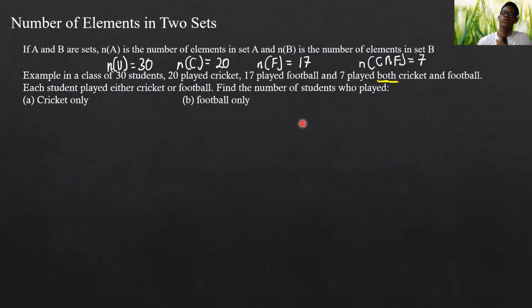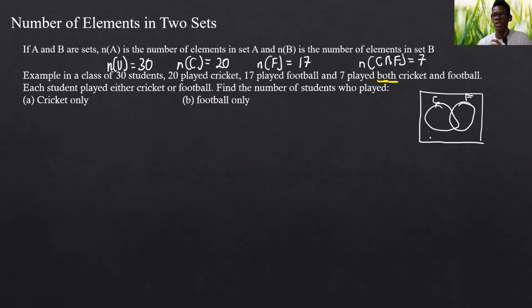So that means 2 things. It means that if we were to think of it as a Venn diagram, right? You can see the Venn diagram just now. But if you think of it as a Venn diagram of cricket and football, there would be no one outside here, right? Because they're either playing cricket or football.